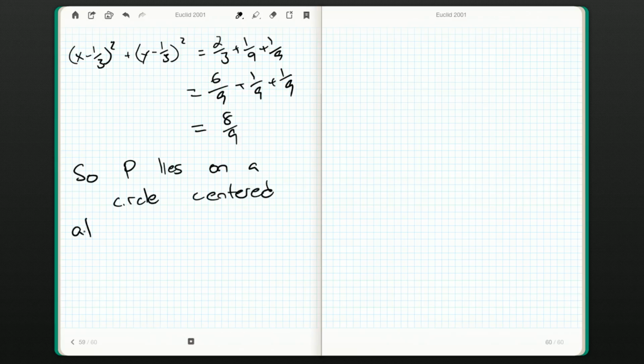So P lies on a circle centered at 1/3, 1/3, with radius square root of 8/9, so that's 2/3 root 2.